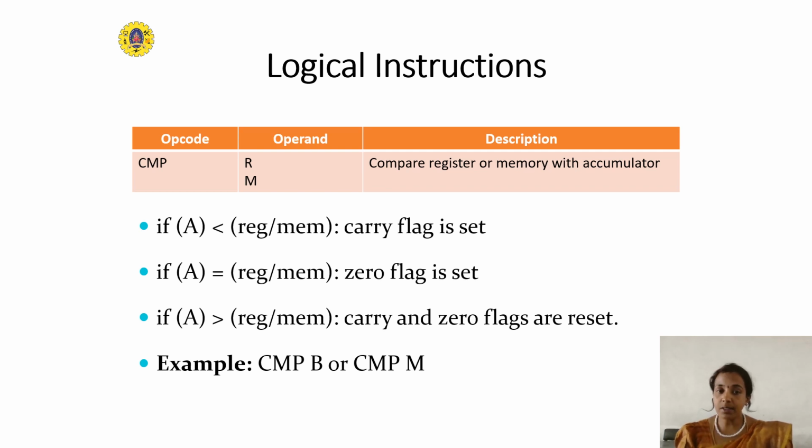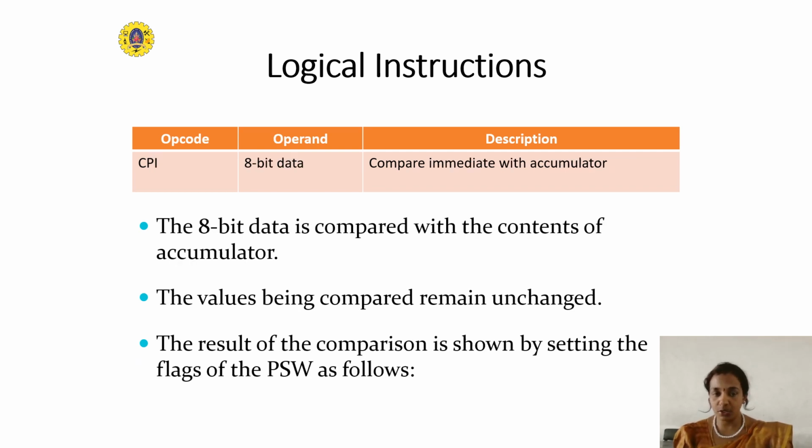If the accumulator is less than the memory, then the carry flag is set. If the accumulator is equal to the memory, then the zero flag is set. If the accumulator is greater than the memory, then the carry flag and zero flag are both set. So, for example, CMP B is one instruction, CMP M is another instruction.